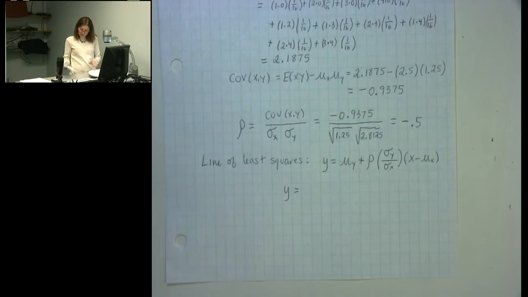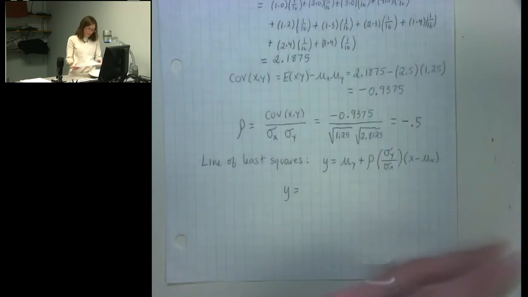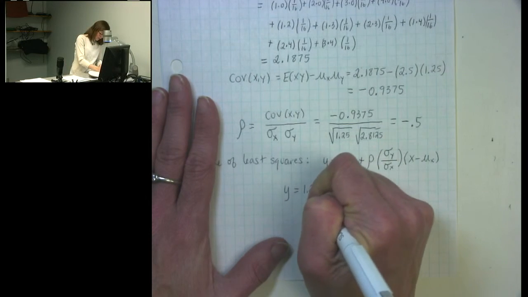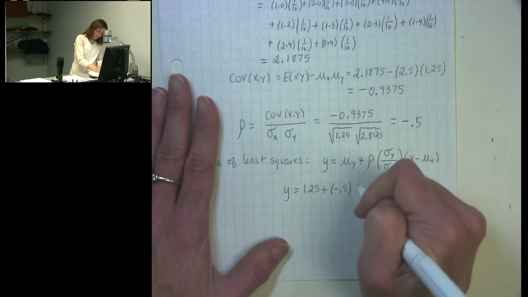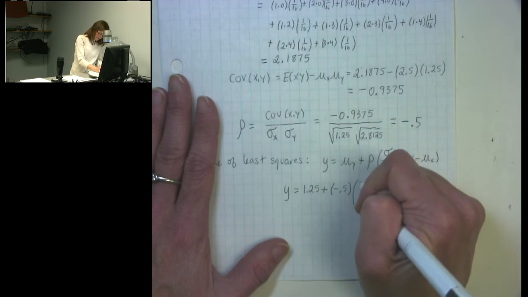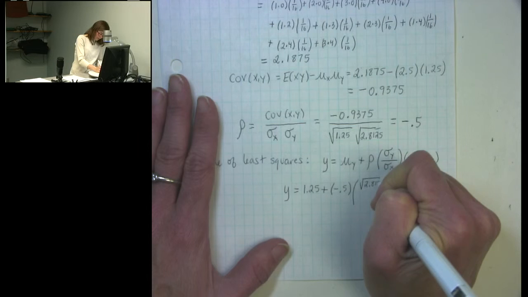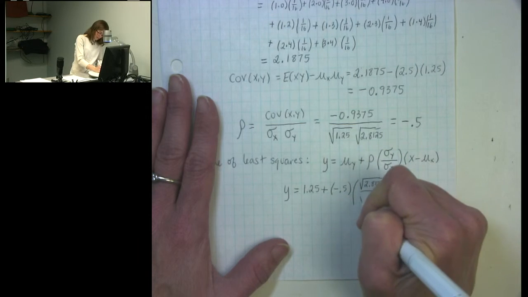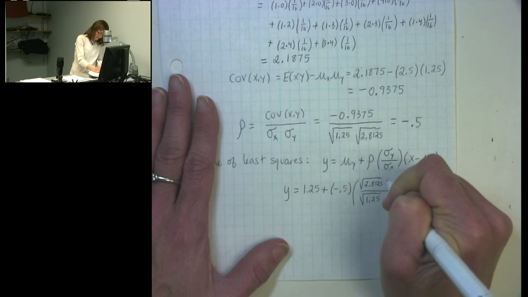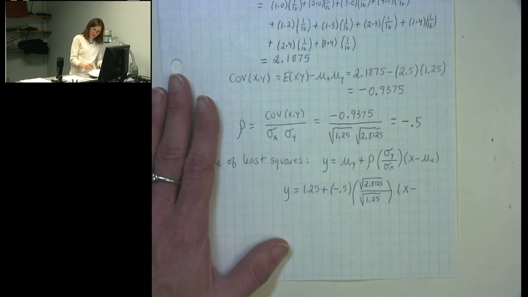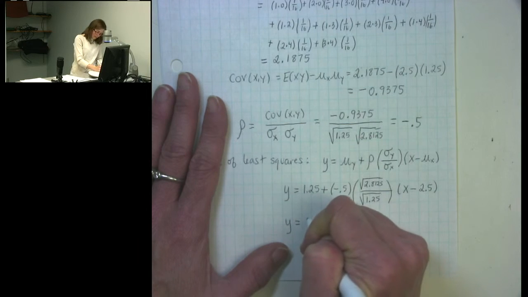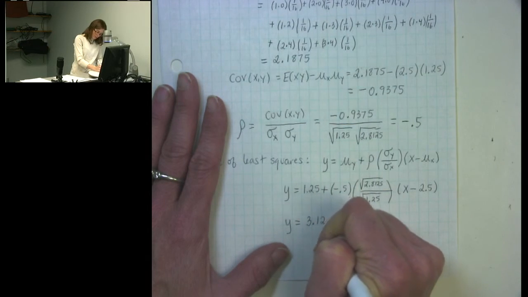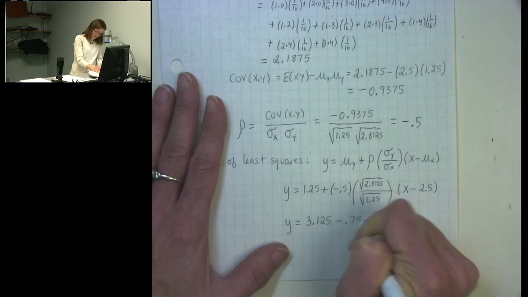So it's just a matter of substituting them in. The mean of y is 1.25, plus our correlation is minus 0.5. Sigma y is the square root of 2.8125. Sigma x is the square root of 1.25. Then x minus the mean of x, which was 2.5. If we simplify this whole thing, we get the least squares line equal to y equals 3.125 minus 0.75x.